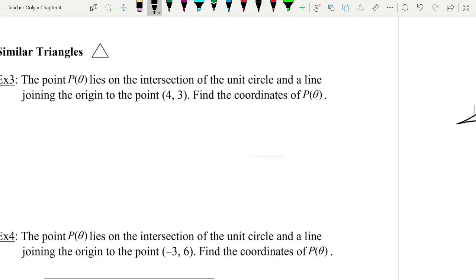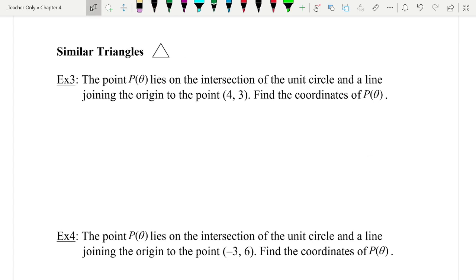And with that thinking in mind, example 3: the point P of theta lies on the intersection of the unit circle and a line joining the origin to the point 4, 3. Find the coordinates of P of theta. So let's draw a little sketch of the situation. Here's my sketch. Let's join the origin to the point 4, 3. So 1, 2, 3, 4, 1, 2, 3. There's the point 4, 3, and there's the line joining it to the origin right there. And keep in mind, the unit circle is way back here, right? The unit circle is, of course, the circle with a radius of 1.